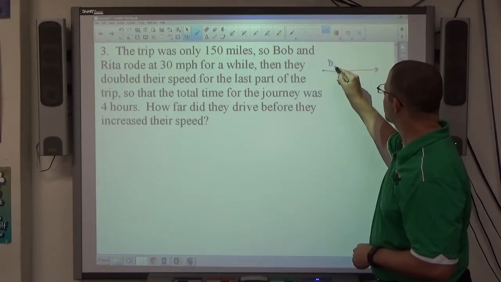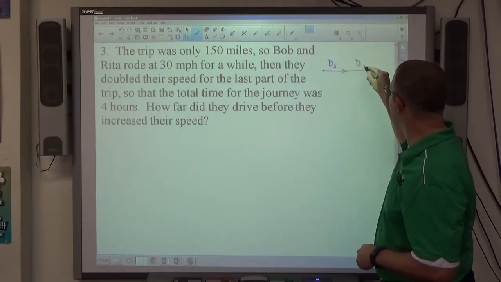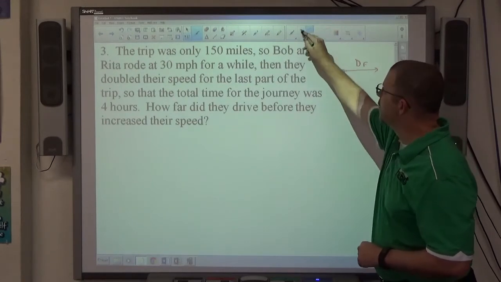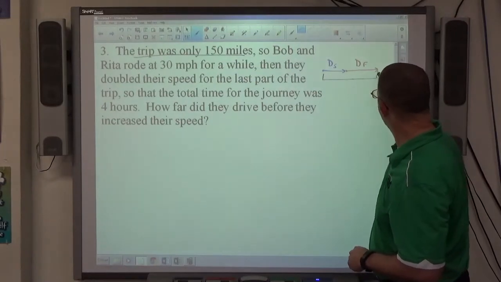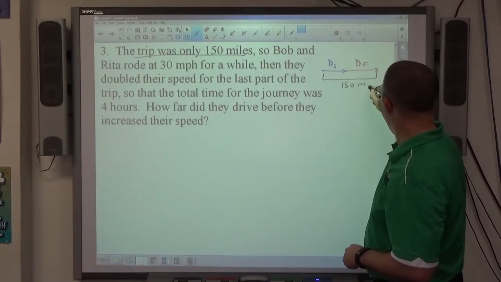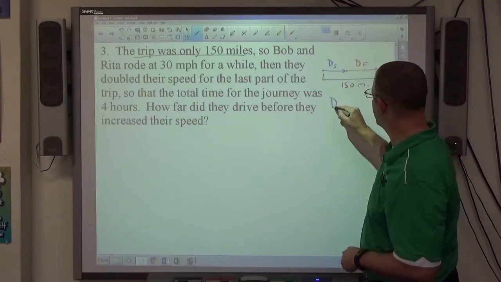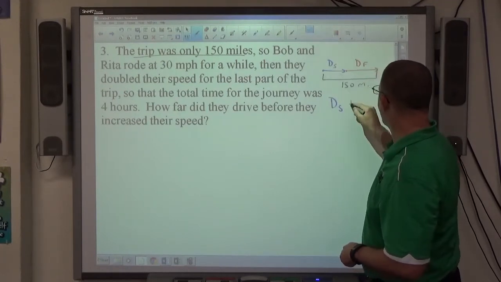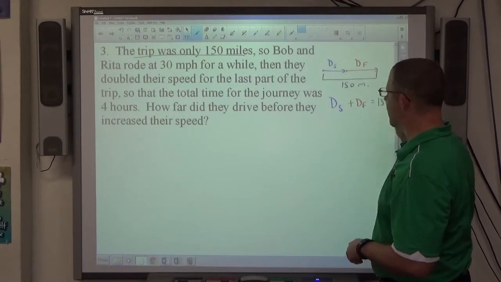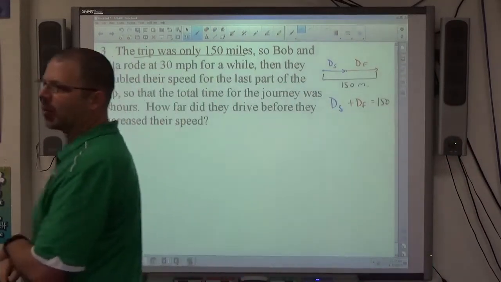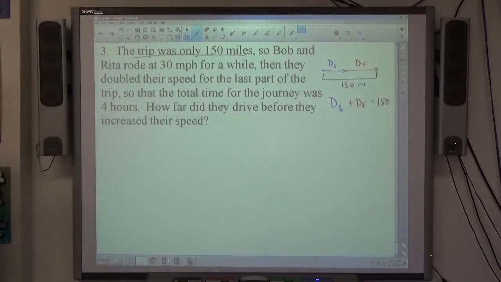So distance going slow, distance going fast. Let's go with those categories. And we know the total trip was 150 miles. So from beginning to end is 150 miles, which tells me the slow speed distance plus the fast speed distance should equal the total distance. And again, anytime you get these problems of uniform motion, that's priority 1. How do the distances relate? In this case, the two distances add up to 150.